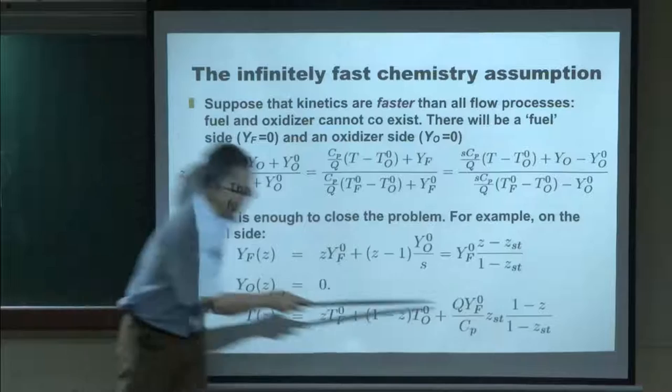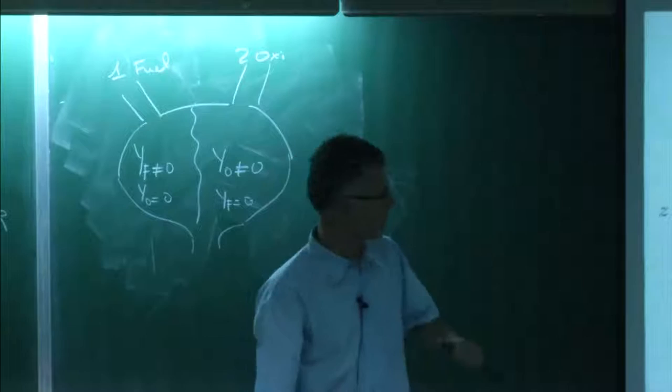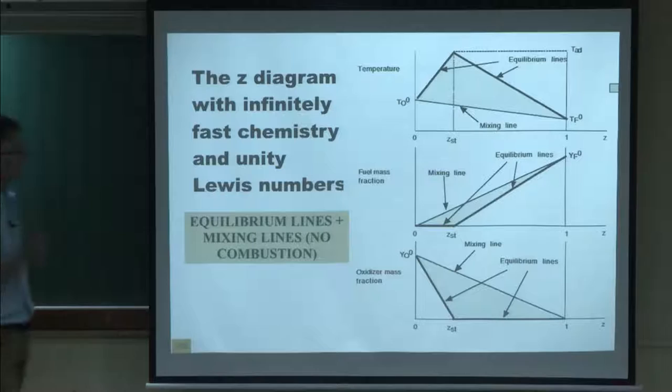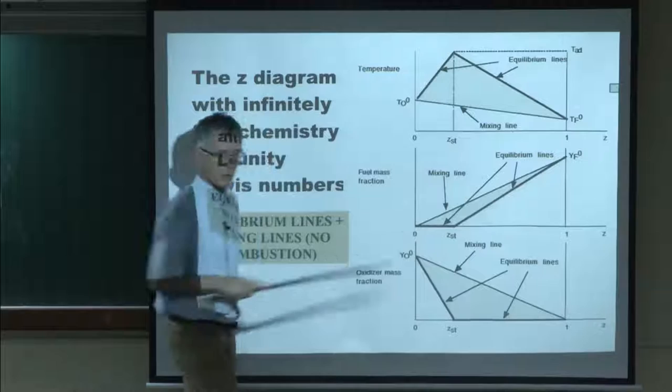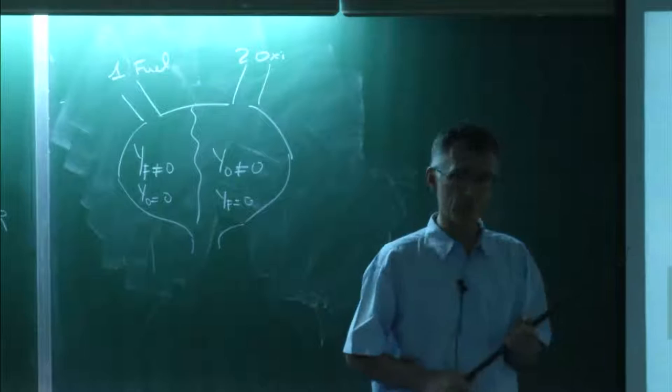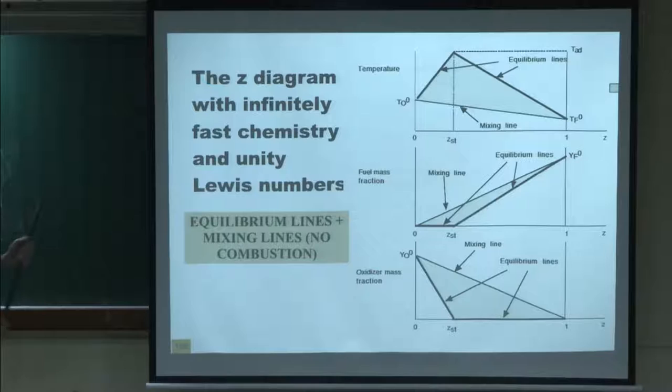So if you plot these lines, you can do the same thing on the oxidizer side, and you end up with these famous lines. These lines here are the mixing lines I've plotted before, and those lines here correspond to the equilibrium lines. This is where you will find all the points of the flow after combustion. Now, you can build all kinds of diagrams like this one, a little bit more complicated, and we'll use that in turbulent combustion modeling.